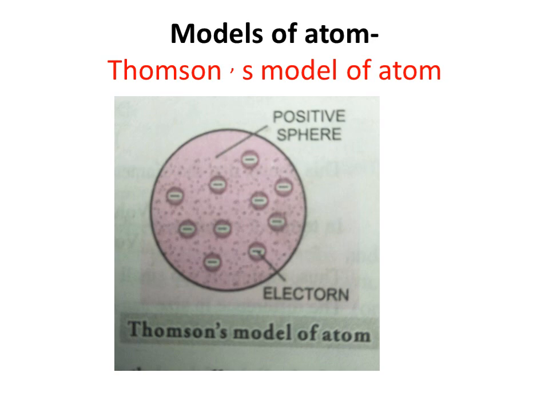This model is compared with a watermelon because seeds are embedded, or with cake or pudding in which raisins are embedded. Limitations of this model. Though this model was able to explain the overall neutrality of the atom, it could not satisfactorily explain the results of scattering experiments carried out by Rutherford.